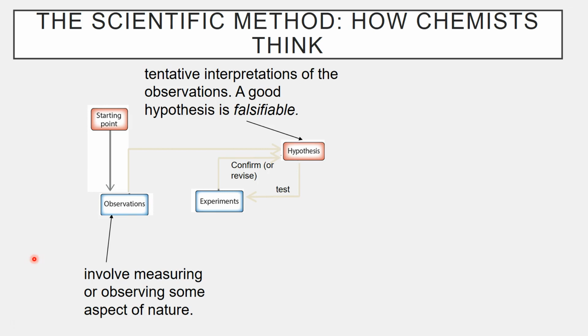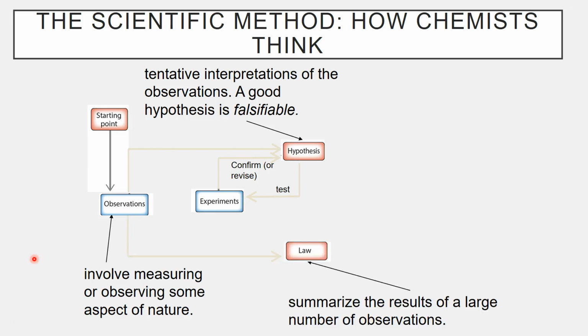Now, sometimes observation can actually lead to a law. And a law is a theory, or it summarizes the results of a large number of observations. And we most likely draw a law when there is no exception to our observations. For example, if you take an apple and you drop it on the floor, it's always going to fall down, it's never going to fly up, and then we can come up with the law of gravity.